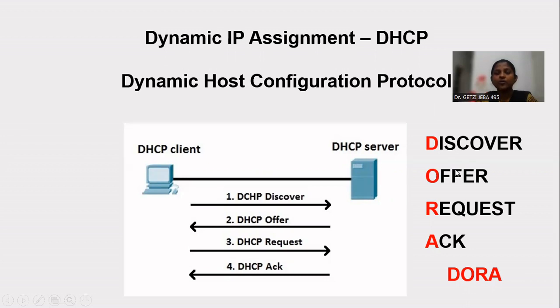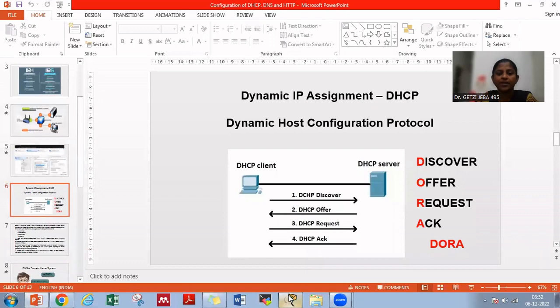So in short, if you want to remember this communication, you can use the keyword DORA, where D stands for discover, O stands for offer, R stands for request, and A stands for acknowledgement. So now we'll see the configuration of the DHCP server using Packet Tracer.